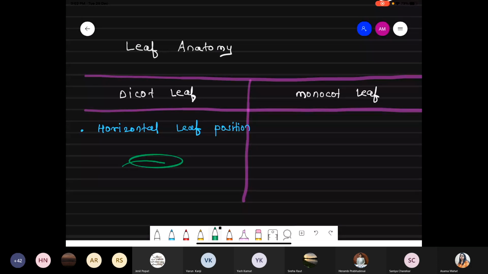But in case of the monocot, if you see the upper side of the leaf or the lower side of the leaf, you can observe the same color. There is no variation in green color. So that's what we are talking about. That is a monocot leaf.